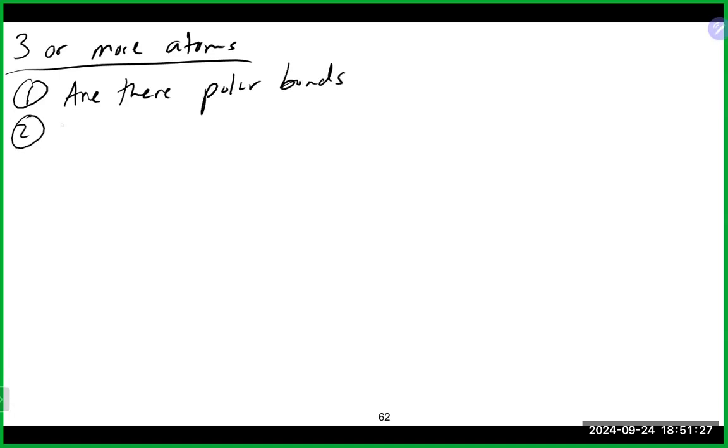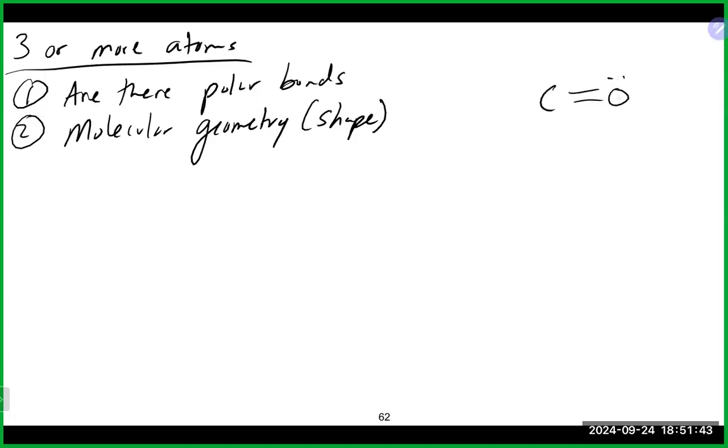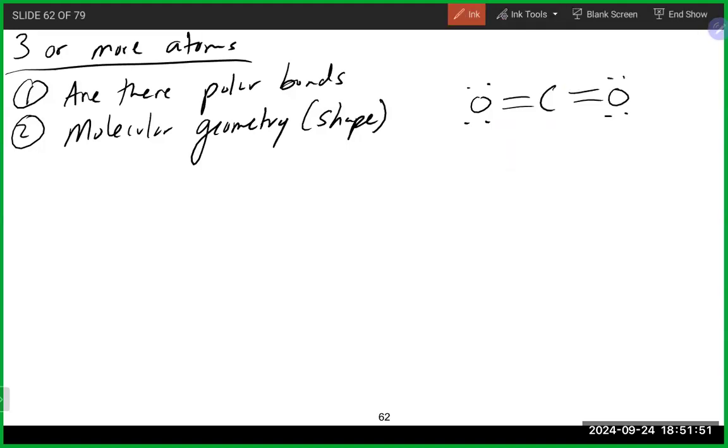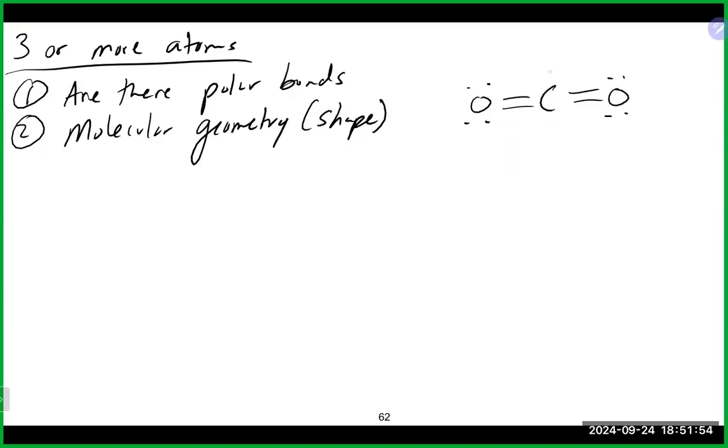And secondly, you have to look at the molecular geometry or the shape. So not the electron pair geometry, but the actual molecular geometry of it. For example, if we look at everybody's favorite example for this, which is carbon dioxide, and we look at carbon dioxide after we draw its Lewis structure, we know, hopefully, that there are polar bonds in it heading towards the oxygen.